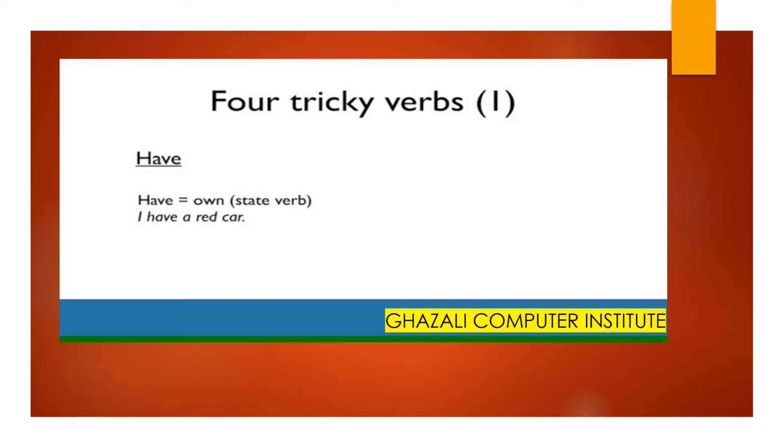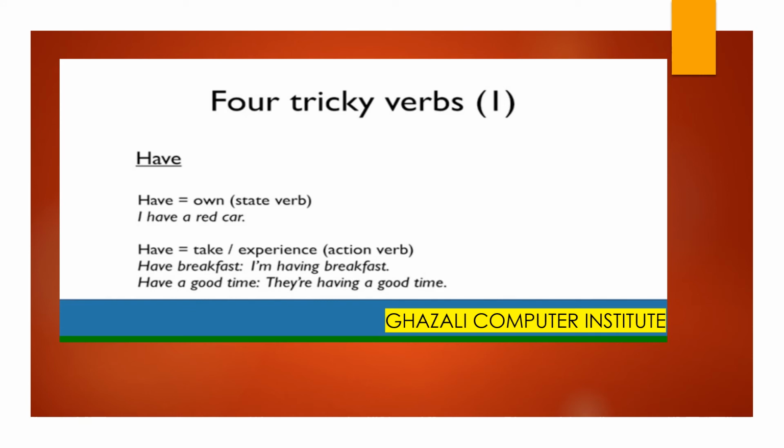However, the verb have replaces many other verbs like eat and drink and smoke. It designates an experience or taking something. In this case, it's an action verb and it can take any continuous tense. For example, I'm having breakfast, or they're having a good time.